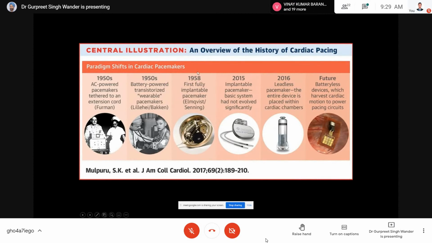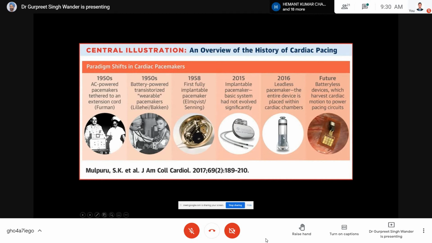And then in '58, as I showed you, Senning first implanted the fully implantable pacemaker. Till 2015, this is the pacemaker, with multiple programming capabilities, that we used. But it did need a lead, as I showed you, and the pulse generator is placed subcutaneously under the clavicle. In the last couple of years, we now have the latest advancement, a leadless pacemaker. It is implanted directly, but they are only single chamber till now, and we call them Micra devices.